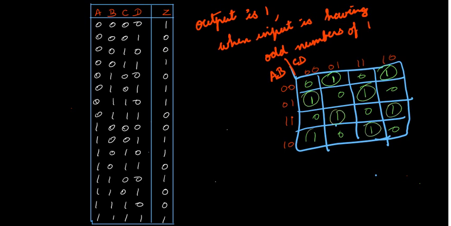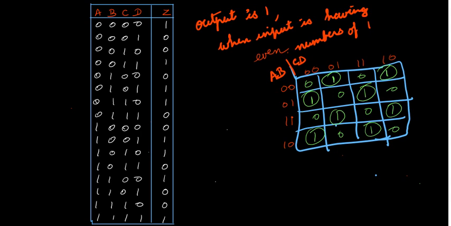Okay, so this is nothing but it is detecting, see here a small correction, it's not odd numbers of 1, it's even numbers of 1, it's opposite, right? Even numbers of 1 at the output. See, when the input is having even numbers of 1, output is 1, right? So all are 0, it is 1. When 1 is there, it is 0. 2 1s are there, it is 1. 1 is there, it is 0. 2 1s are there, it is 1. Okay, right?